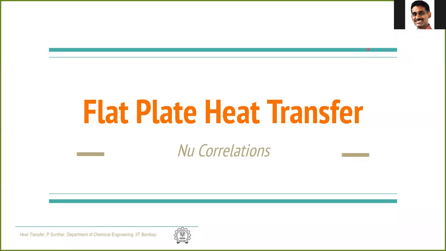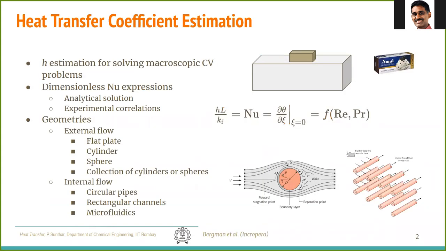In this video, we'll see how to estimate heat transfer coefficients for a flow over a flat plate using Nusselt number correlations. When we solved macroscopic control volume problems, for example, the one in which we had a block of ice resting on a table, we had assumed values for the heat transfer coefficient as given. The problem in convection here that we are going to solve is to find this heat transfer coefficient.